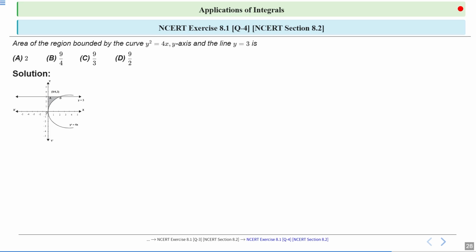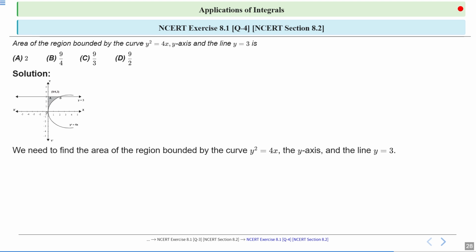So to find the lower limit, we have to solve y square is equal to 4x. So y is equal to root under 4x. And as we are in the first quadrant, we have to take the positive value. So y ranges from root under 4x to y is equal to 3. We can also take the vertical strip. In case of vertical strip, the length is y and the width is dx. So we have to calculate the value of y dx, and then we have to find the limit for x. So we need to find the area of the region bounded by y square is equal to 4x, the y-axis, and the line y is equal to 3.